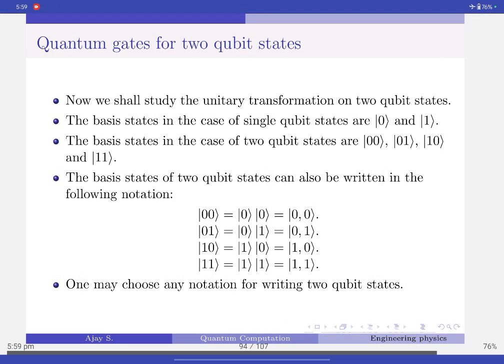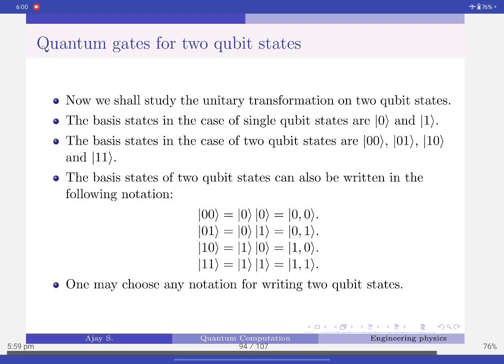Now quantum gates for 2 qubit states. Now we shall study the unitary transformation on 2 qubit states. The basis states in the case of single qubit states are just 0 and 1. The basis states in the case of 2 qubit states, as mentioned in my previous videos, would be ket 00, ket 01, ket 10 and ket 11.